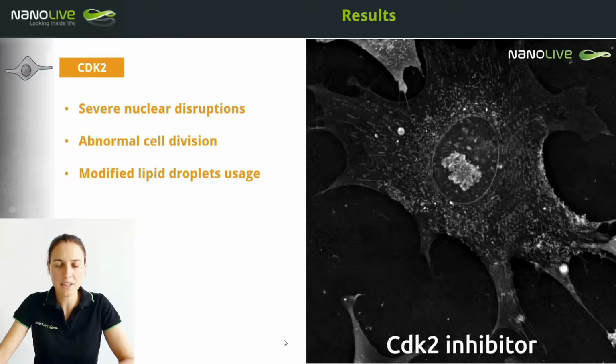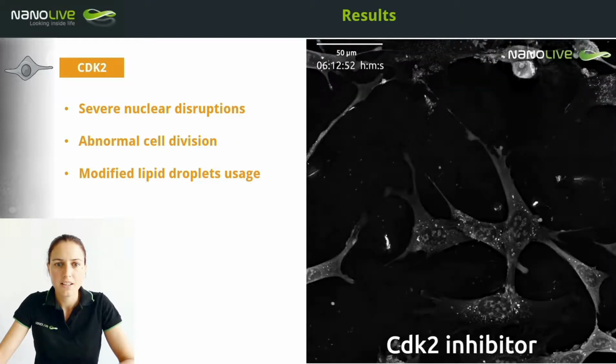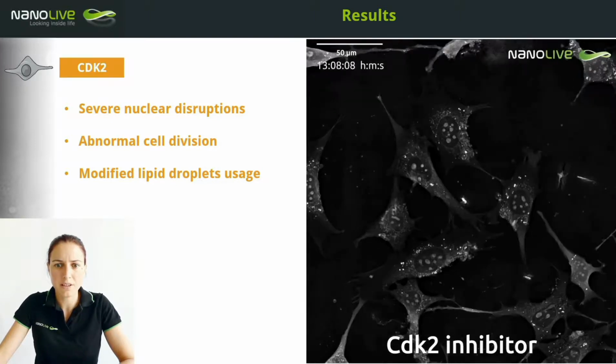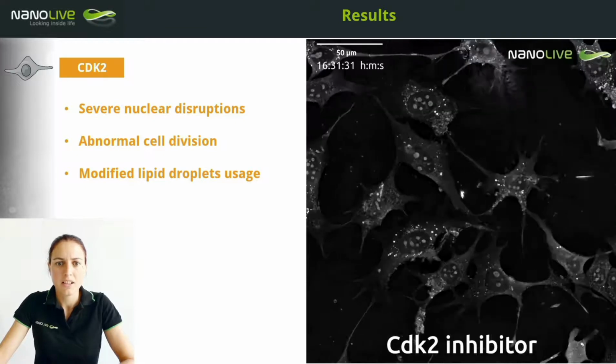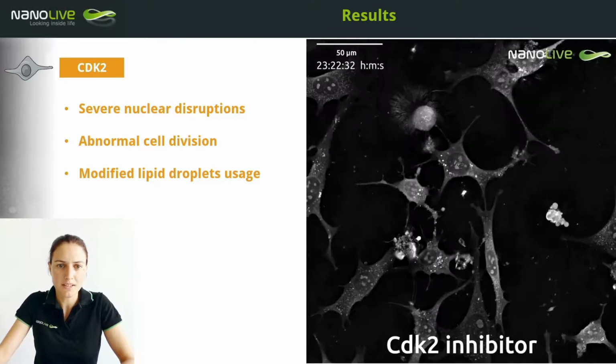If I start to play the video here, the first thing that you will notice on your screen is that cells have notably thicker nuclear membranes than in the control or in other treatments, and structurally disorganized nucleoli. Cells do divide during the experiment. There's an example in the top part of your screen here, but they don't look like a normal process.